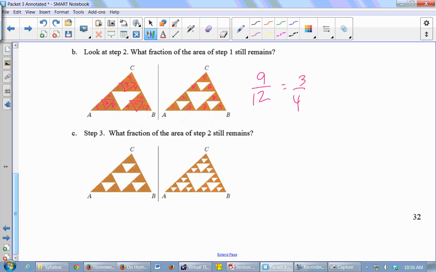Same thing's going to happen here. I'm going to keep 3/4 of what I had in the previous step. So let's see, if I break these up, I have 4 times 8, so 36 little triangles here. I'm going to throw away the ones in the middle, so 1, 2, 3, 4, 5, 6, 7, 8, 9. If you have 36 and you throw away 9, how many are you keeping? 27. 27 out of 36, which reduces to 3/4.